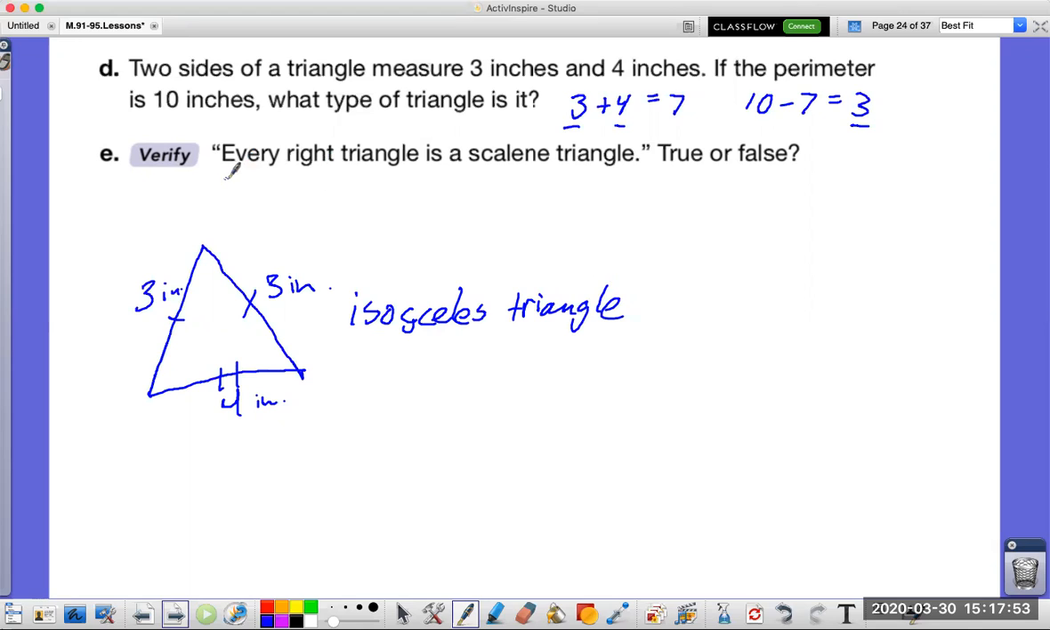Okay, and then letter E, every right triangle is a scalene triangle. Is this true or false? Let's just draw a quick right triangle. And let's draw another one here just for posterity. All right, I've got that one and that one. Let me draw another one. Another right triangle.